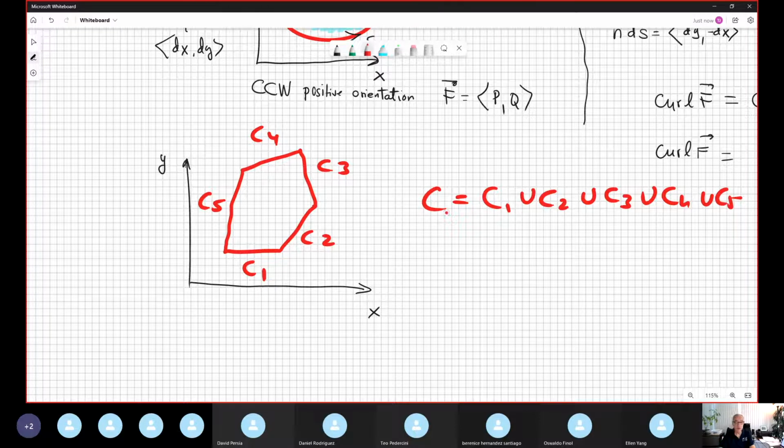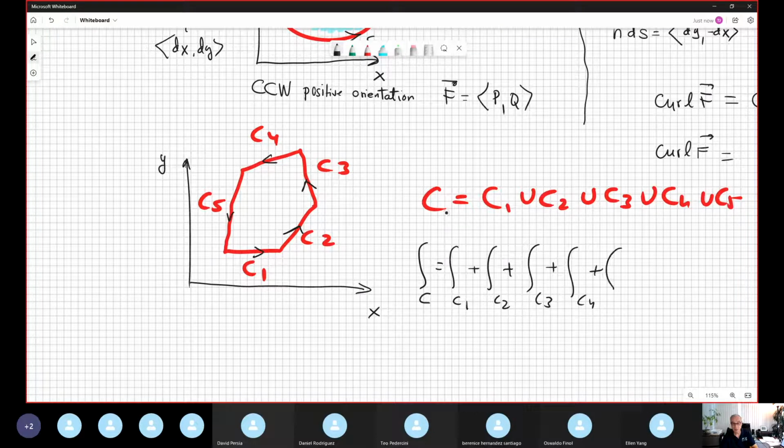So you compute this line integral. You need to break the problem down into 5 problems. No? So basically, the line integral along the curve C is the integral over C1 plus the integral over C2 plus the integral over C3 plus the integral over C4 plus the integral over C5. And it looks like a long problem, no? Because actually we have 5 problems.